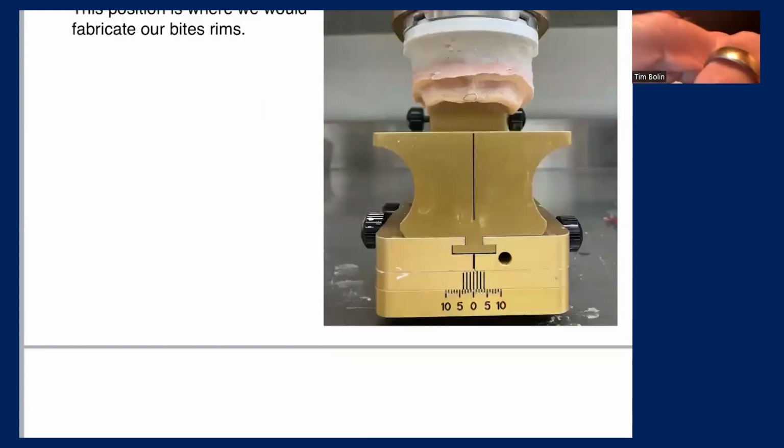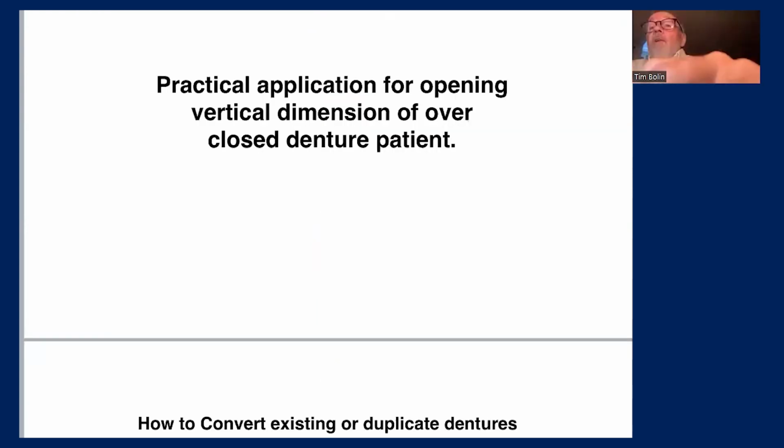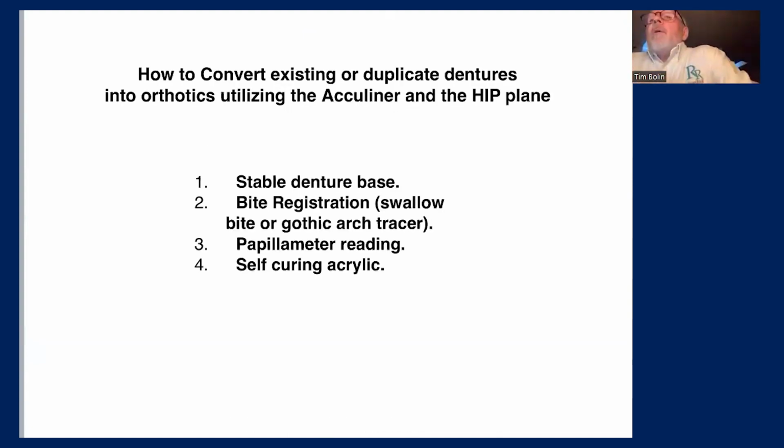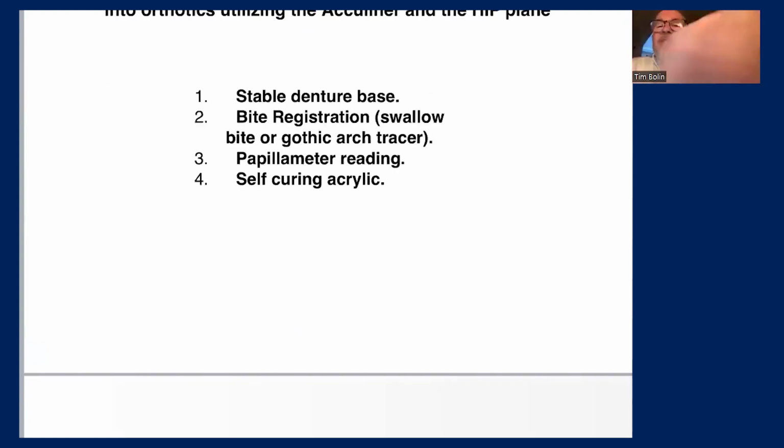So here's a practical application in changing vertical dimension for an overclosed denture patient. To convert an existing or duplicate denture into orthotics, utilizing the Aculiner and the HIP plane, we'll need a stable denture base, a bite registration. I typically recommend swallow bite or Gothic arch tracer, a papillometer reading, and some self-curing acrylic. Not a whole lot necessary.